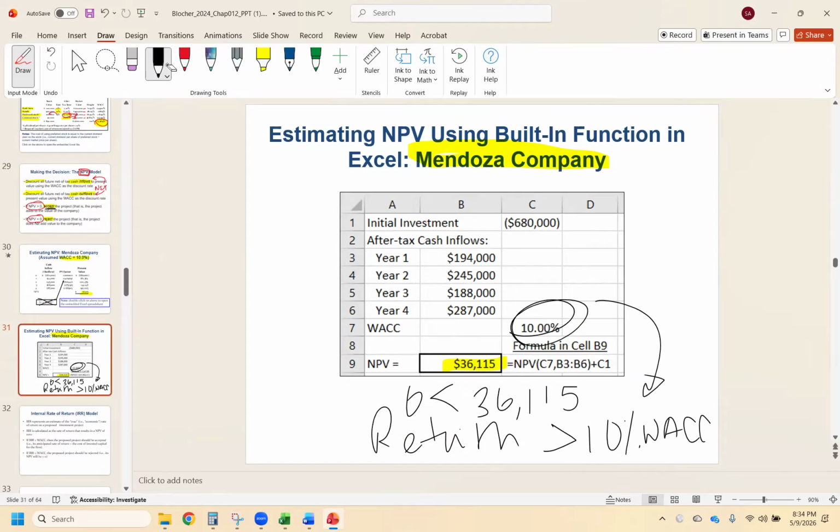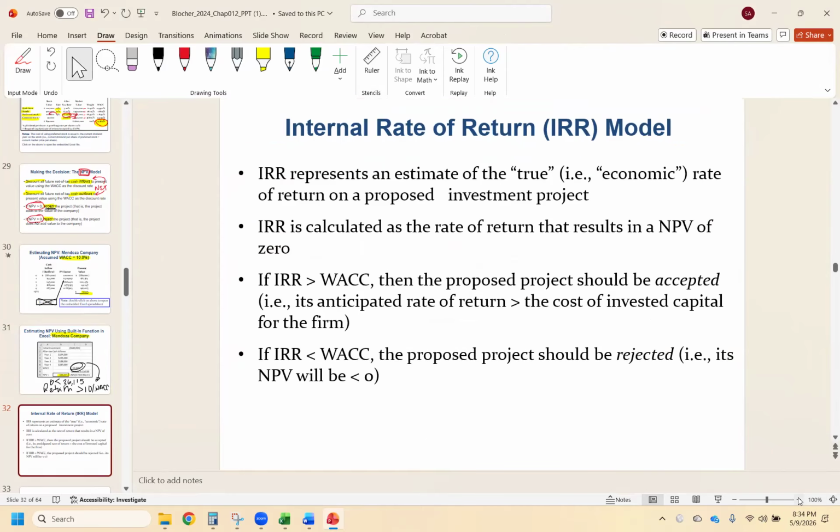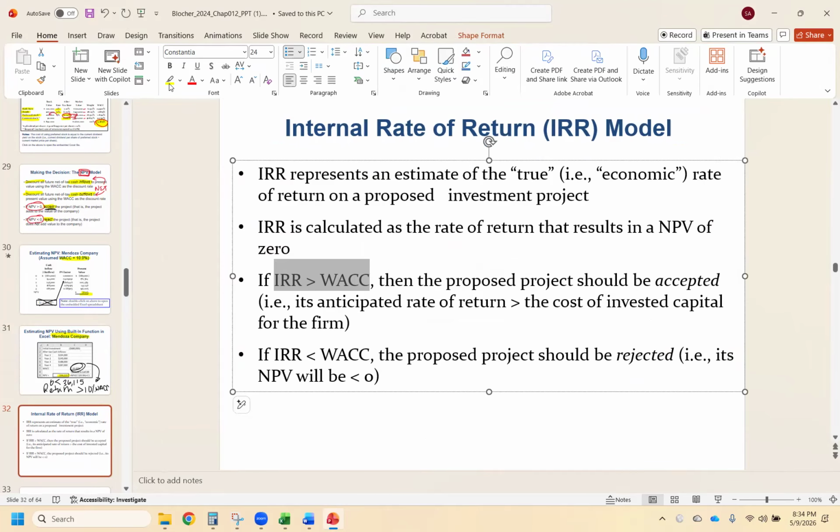So what percent return is it giving us? I mean, more than 10% isn't really a great number. So we have a way of figuring that out. It's called internal rate of return. And you can do the internal rate of return in Excel. It's pretty simple. If your internal rate of return is higher than your weighted average cost of capital, that's a good sign. And that means your net present value will be positive, or higher than 0. If your internal rate of return is less than your weighted average cost of capital, then your net present value will be lower than 0 and you should reject it.